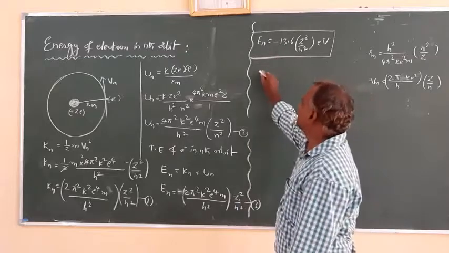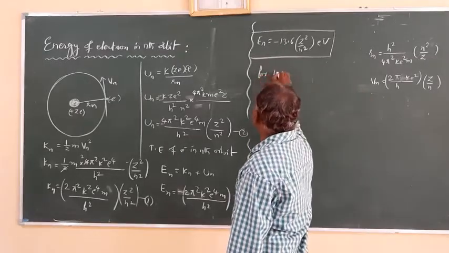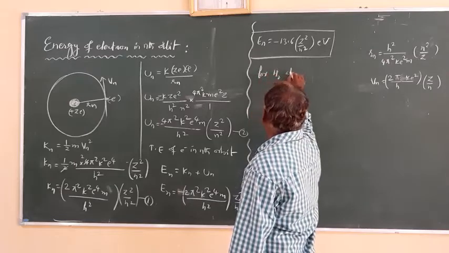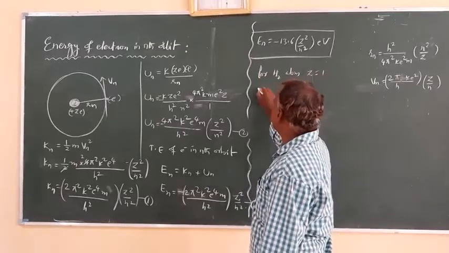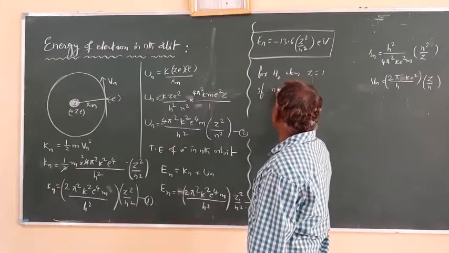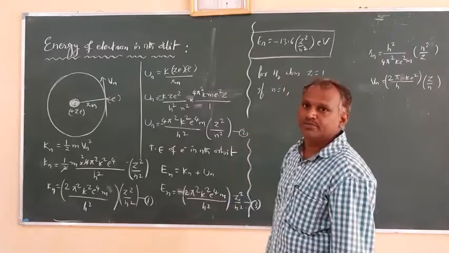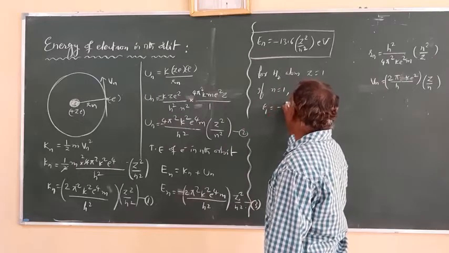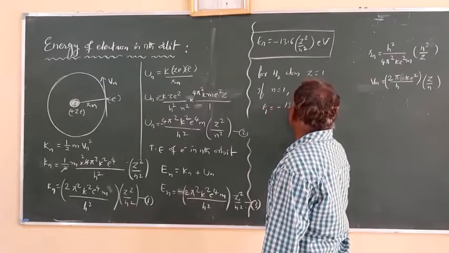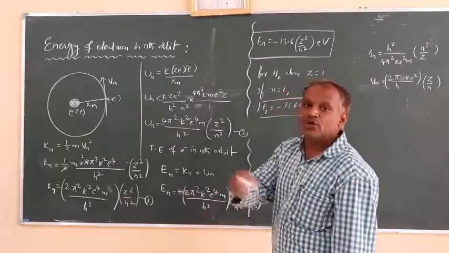Suppose we take the hydrogen atom, Z is 1, and if n is equal to 1, what is the energy possessed by the electron in the first orbit of the hydrogen atom? E1 is equal to minus 13.6 electron volts. That is in the ground state.